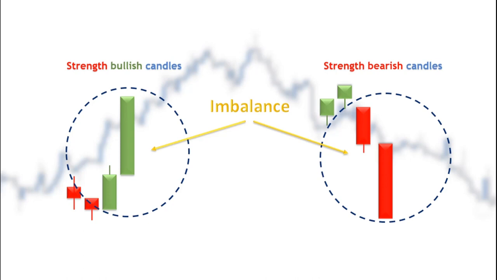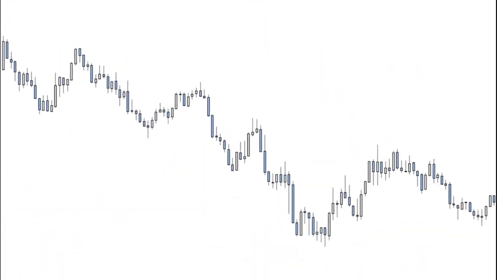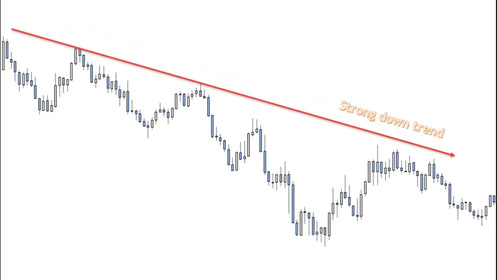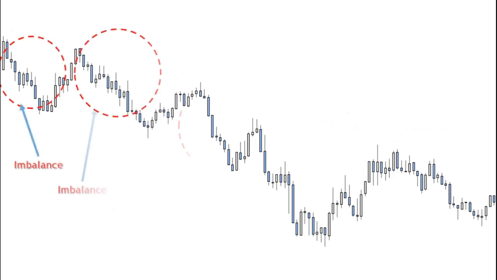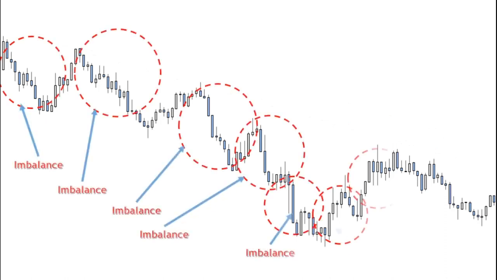Let's take a look at the chart and see whether we can identify them. As you can see, there is a strong downward trend, and you can quickly see the drastic movements caused by the market imbalance between buyers and sellers.